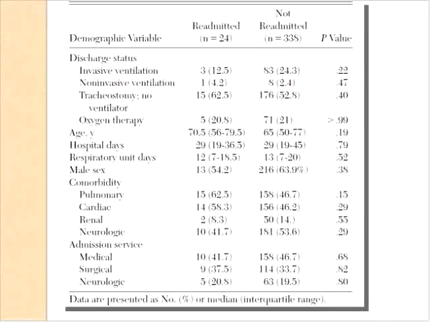So those patients that were readmitted versus those that were not readmitted, there were no demographic variables that identified any specific group or type of patient, whether they were receiving ventilation, oxygen therapy, how old they were. There really were no significant differences in any of these demographic variables in who was readmitted.